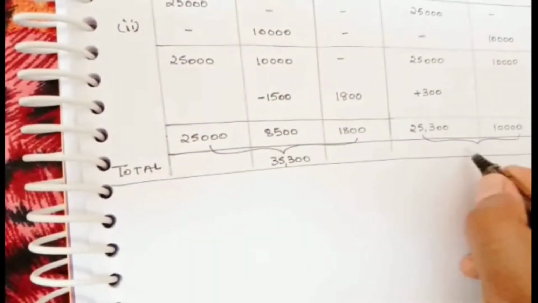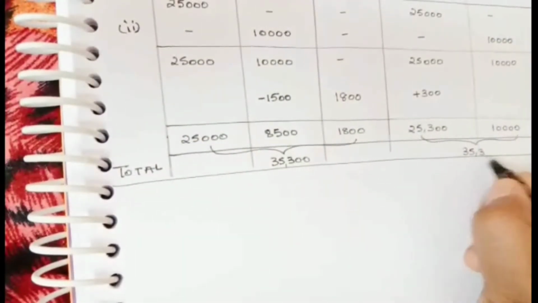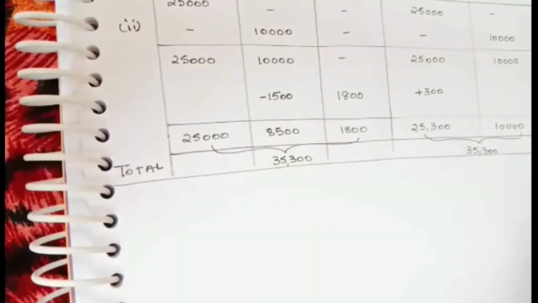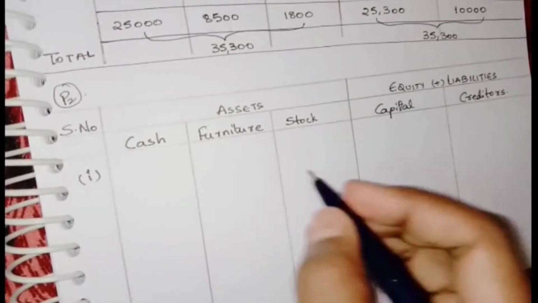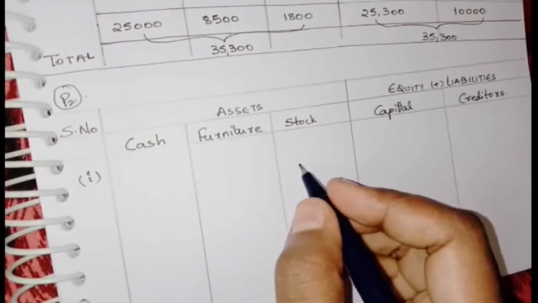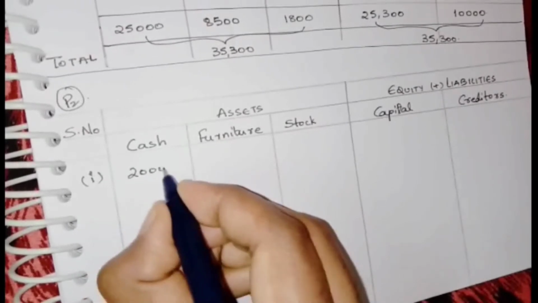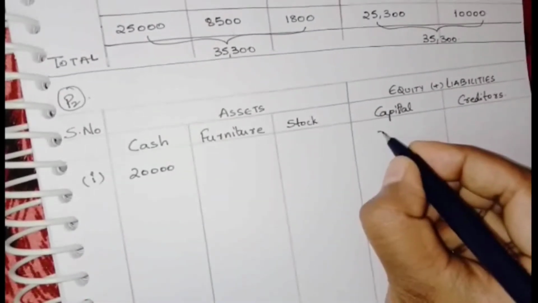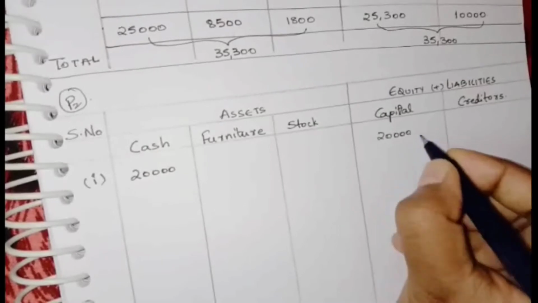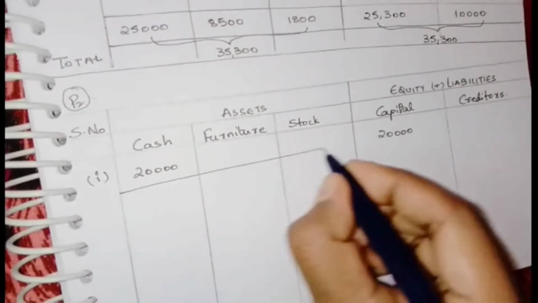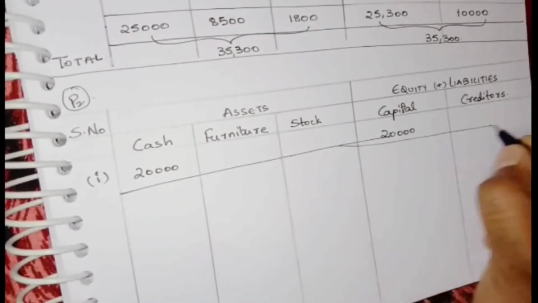From the presentation point of view, you need to present it like this. So 35,300. Please don't use brackets and all. Okay, write the amount directly, that is 35,300. So here we go with the next question, that is problem 2 in your textbook.